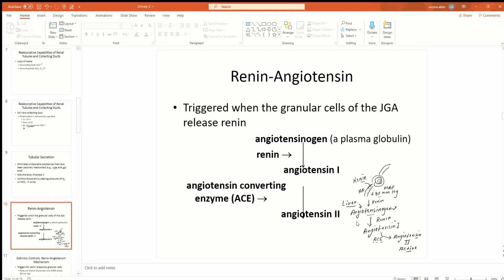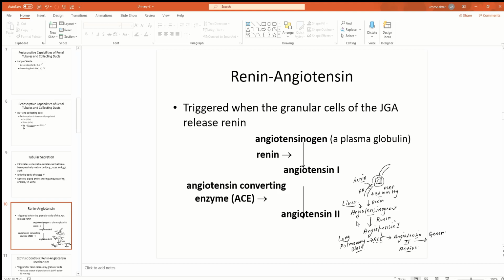It comes from the pulmonary blood, lung. Pulmonary means lung, right? Blood will bring it. So it is produced in the lung and will convert angiotensin 1 to angiotensin 2. Now this is the active protein that will do what? Generalized vasoconstriction everywhere in the body.